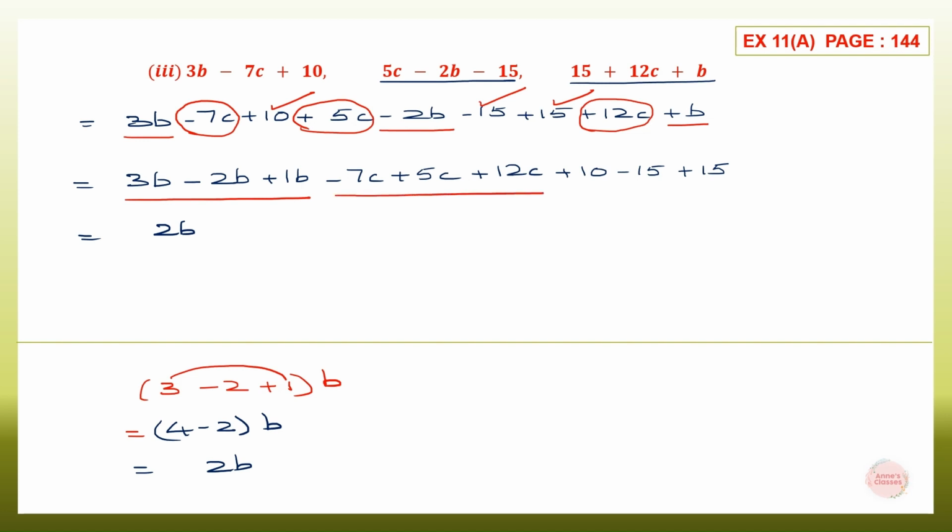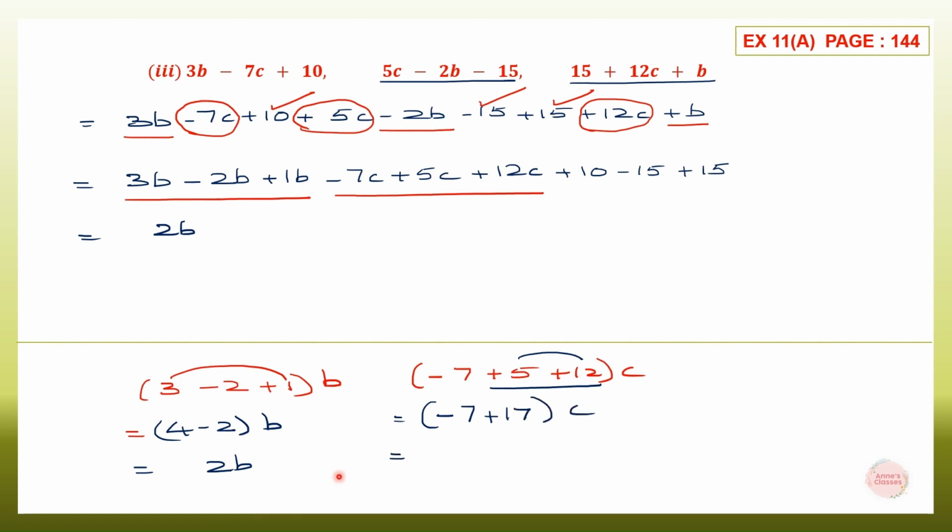So here let's write down only the numbers: minus 7, plus 5, plus 12c. Let's take the numbers with the same sign, and when signs are the same we add them up. So minus 7 remains the same. Here these two numbers, plus 12 plus 5, is 17, so 17c.